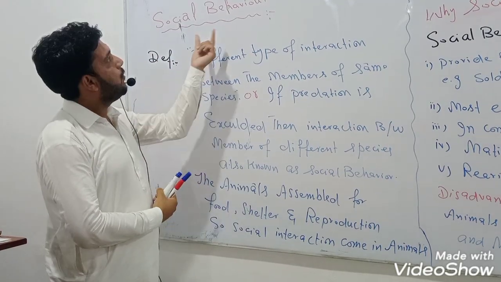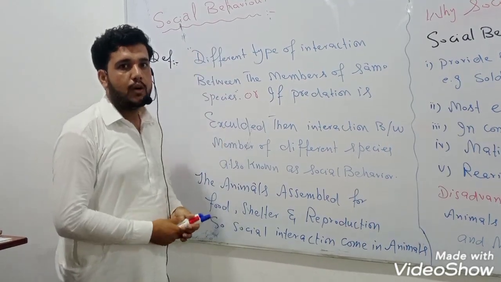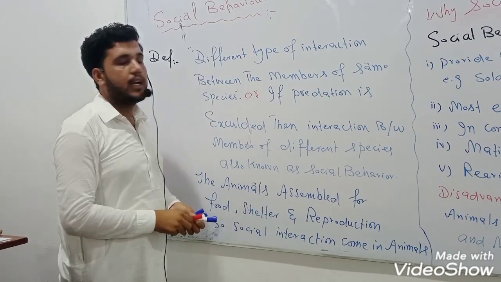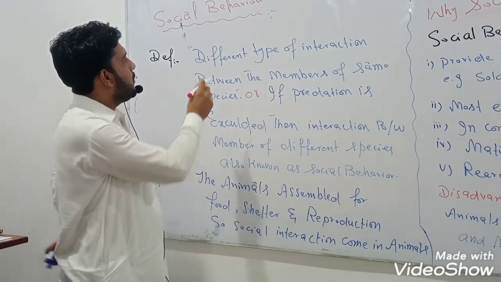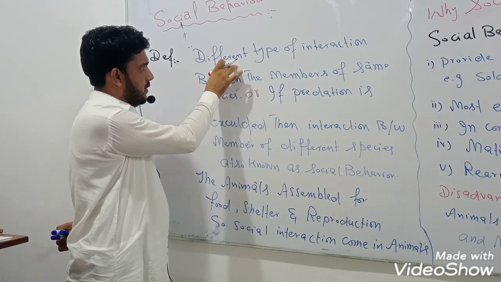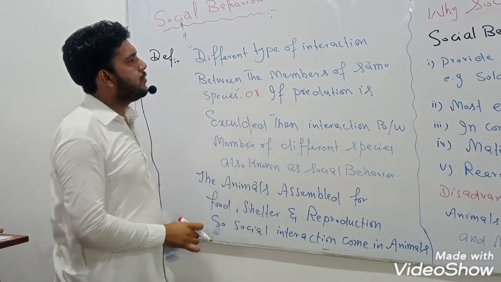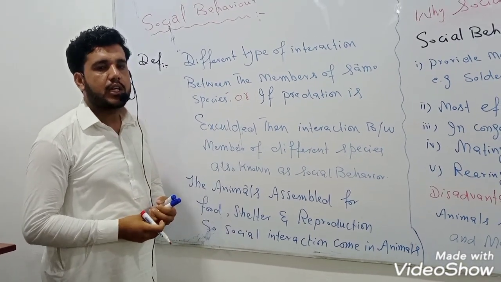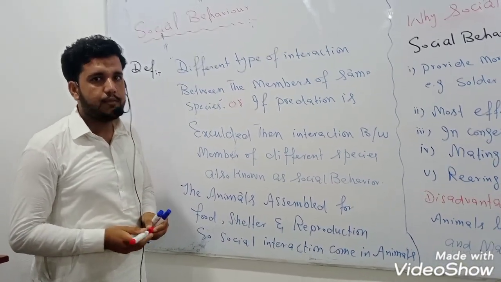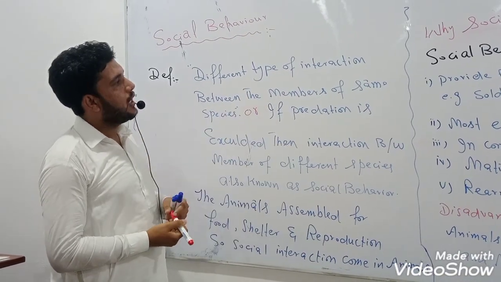Social behavior. Today we will discuss what social behavior is among different types of animals. Social behavior is the different types of interaction between members of the same species. When different types of interaction occur between members of the same species, this is known as social behavior.